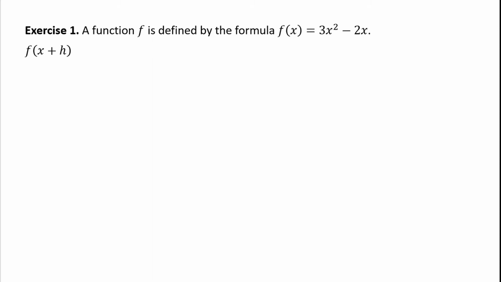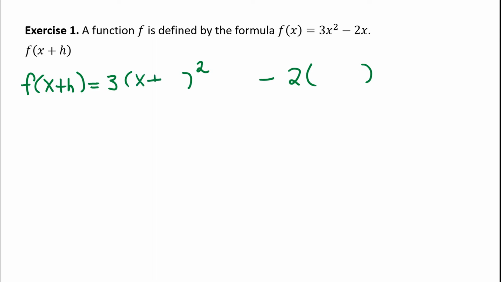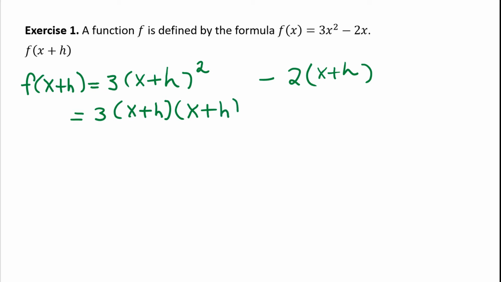Now we're ready to do f of the expression x plus h. To do this, we'd write f of x plus h is equal to 3 times (open parenthesis) squared minus 2 times (open parenthesis), and then in the open parentheses we will put in the entire expression of x plus h. This is equal to 3 times x plus h squared, which means x plus h times x plus h. Let's go ahead and distribute the negative 2 to get the expression. Negative 2 times x is negative 2x. Then distributing again would be negative 2h.